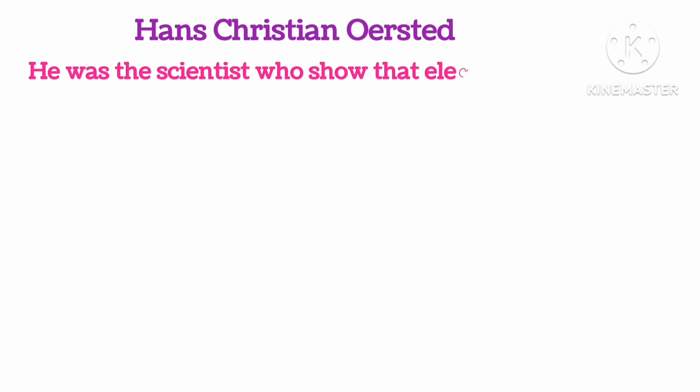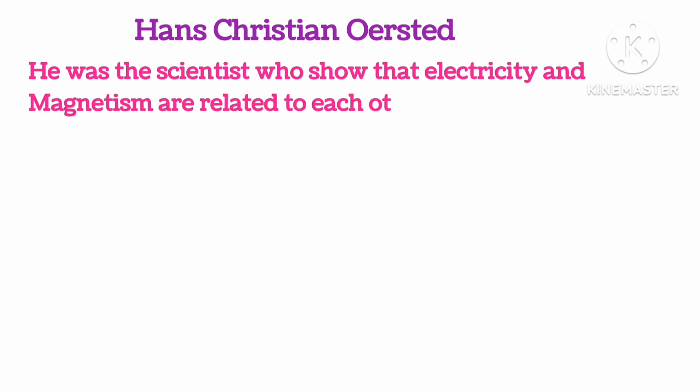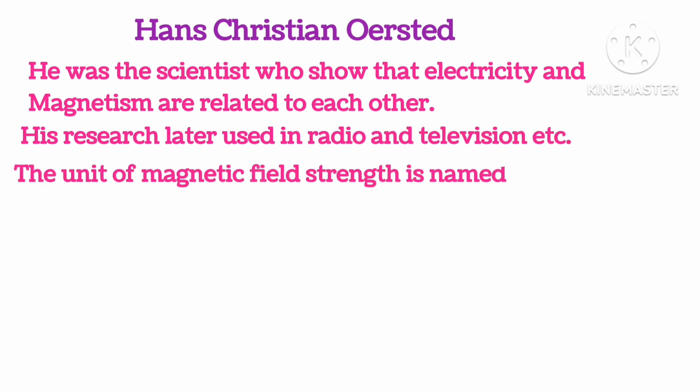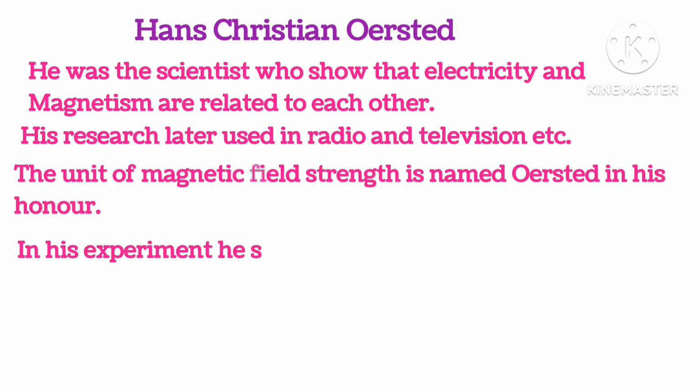Hans Christian Ørsted. He was the scientist who showed that electricity and magnetism are related to each other. His research later used in radio and television, etc. The unit of magnetic field strength is named Ørsted in his honor.